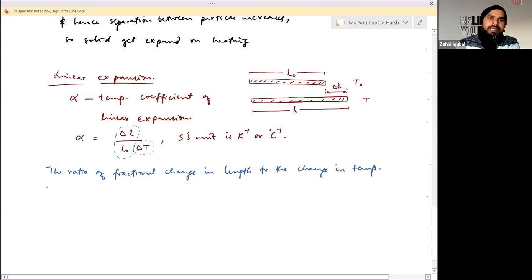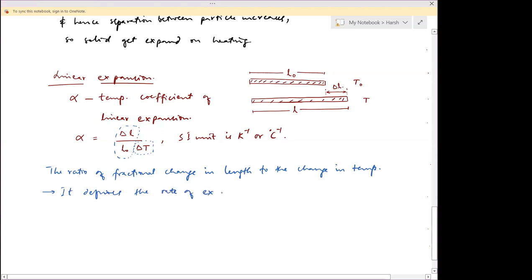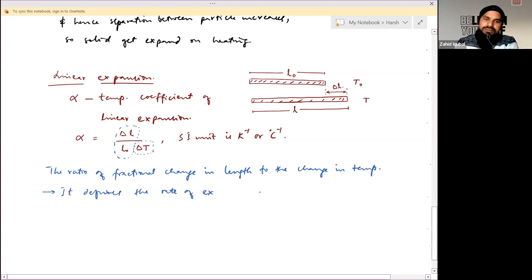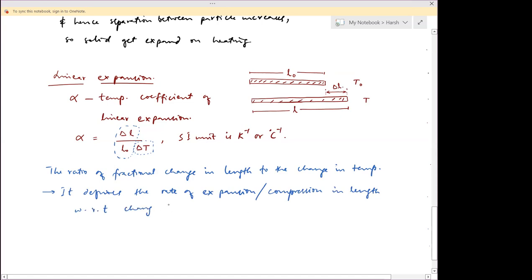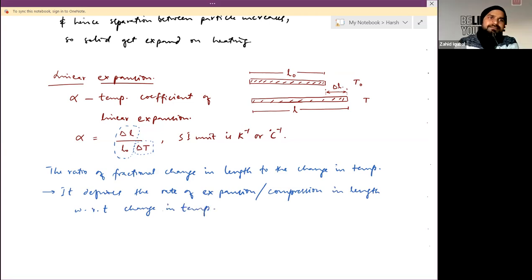It simply defines at what rate length would expand or contract with respect to change in temperature. So it defines the rate of expansion or compression in length with respect to change in temperature. Harsh, is it clear? Yes, sir.